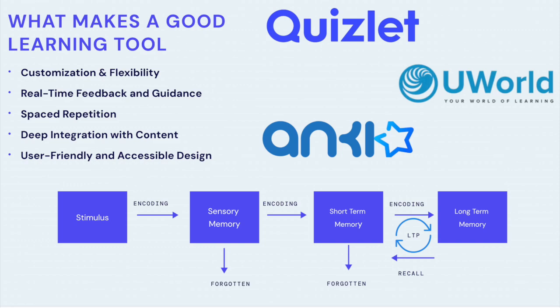Real-time feedback is essential, giving students immediate insights into their strengths and weaknesses, allowing them to correct mistakes and understand where they need to improve. Spaced repetition is another powerful feature, reinforcing memory by revisiting information at key intervals to ensure long-term retention. This concept is shown in the diagram below.